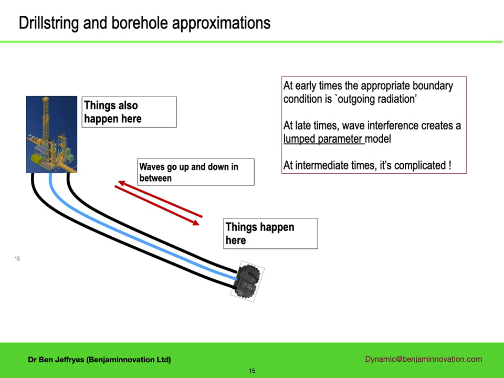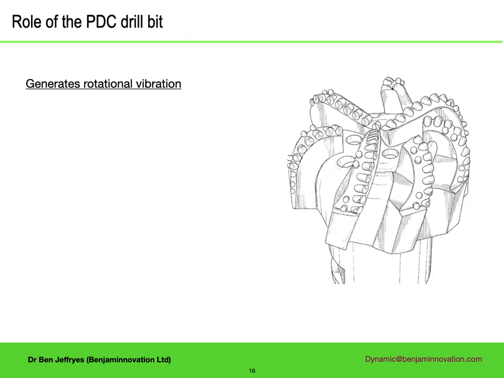To recap, remember this conceptual model. Things happen at the bit, things happen at surface, and the drill string conducts waves from one end to the other. At the bottom end of the drill string, we have the bit, and I'm going to be looking at what happens with PDC bits. There is a drawing of one on the right. PDC stands for polycrystalline diamond compact, and it is the material that faces the cutters, and it is incredibly durable. These are drag bits, the cutters simply rotating around, removing the rock that is in their way.